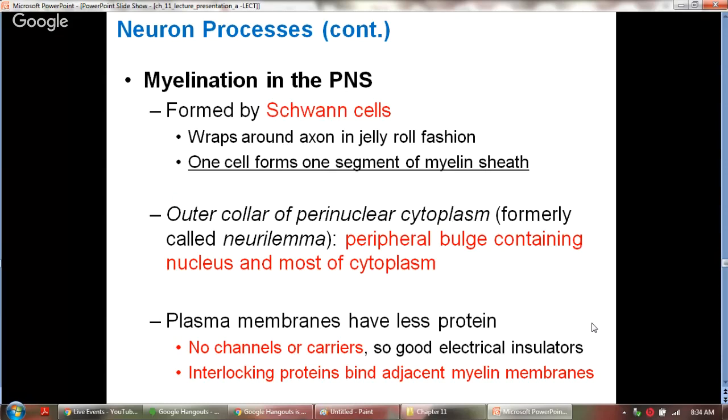The outer collar of the perinuclear cytoplasm, formerly called the neurolemma, is the peripheral bulge which contains the nucleus and most of the cytoplasm of the Schwann cell. The plasma membrane of the Schwann cell has less protein, and no channels or carriers, so it works as a good electrical insulator. The interlocking proteins bind adjacent myelin membranes when it's wrapping around the nerve fiber.